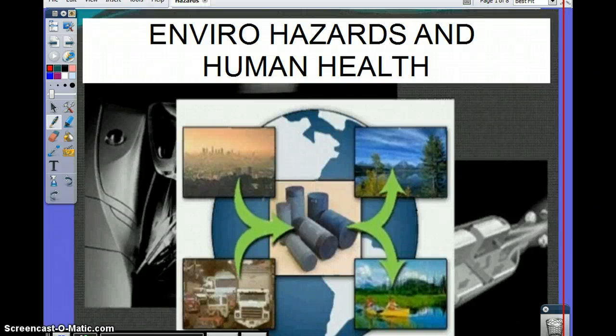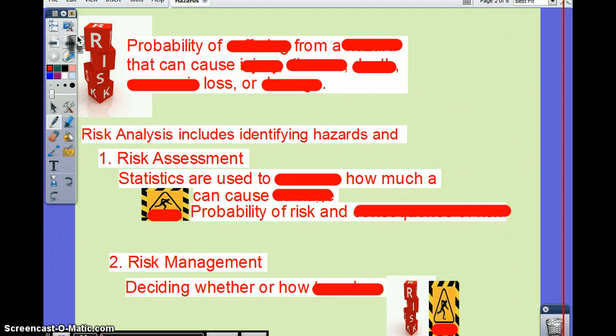So this section not only deals with the explanation of what hazards are, it also links it to what it does to your health and some terms that you have to be aware of in terms of risk and probability, and how to assess it and how to deal with it. So, probability of suffering from a hazard.